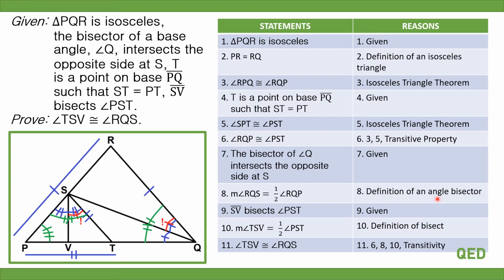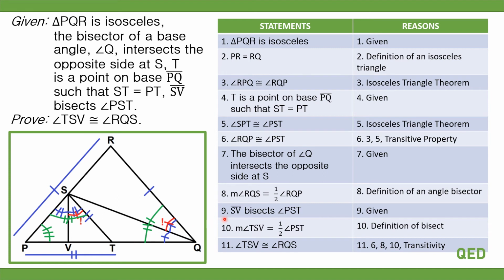When we say an angle bisector, it divides an angle into two equal parts. So meaning, this angle RQS is 1/2 of the whole. Statement 9 states that SV bisects angle PST, which was another given. Statement 10 is the consequence of statement 9. So similar to what we did in statements 7 and 8, the measure of angle TSV is 1/2 of the measure of angle PST.